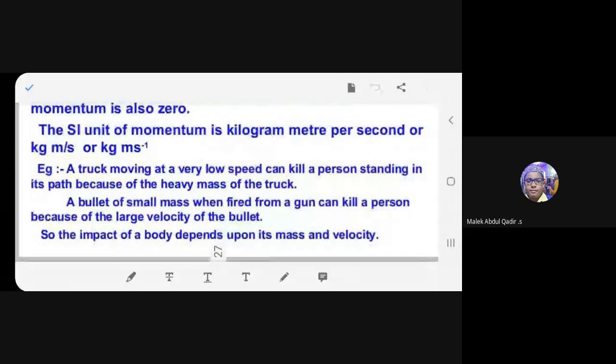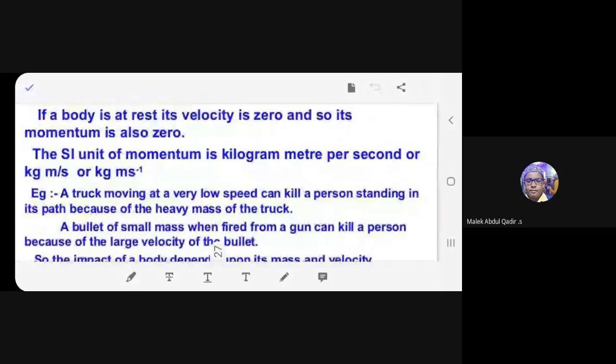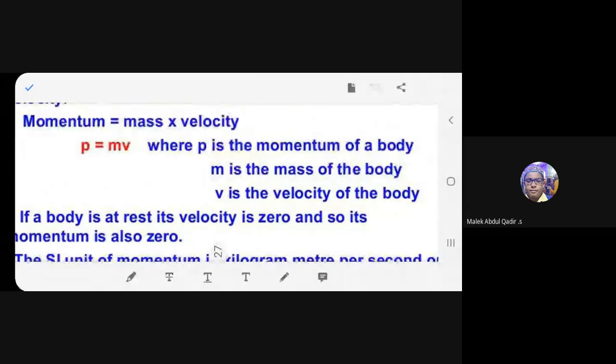The SI unit of momentum is kilogram meter per second or kg meter per second, kg m s inverse. No, it cannot come as meter square, beta. I will show you how. Velocity is always meter per second. Meter per second square is for acceleration. Don't confuse, okay?